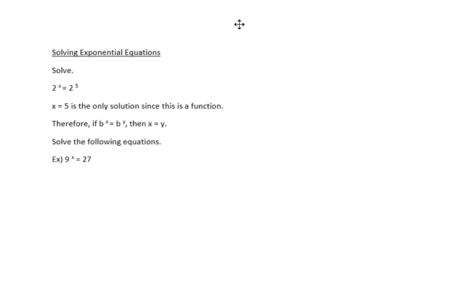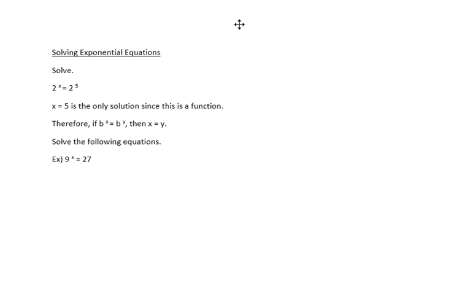Remember, every single value in the domain maps to exactly one value in the range. Therefore, if I can get the bases to be the same, I can set the exponential powers equal to each other. All right, so let's solve the following equations then.